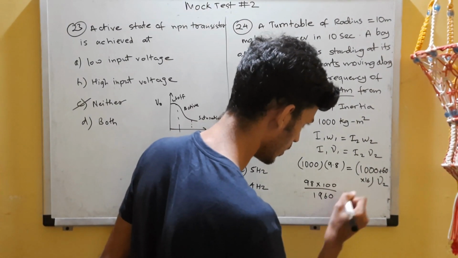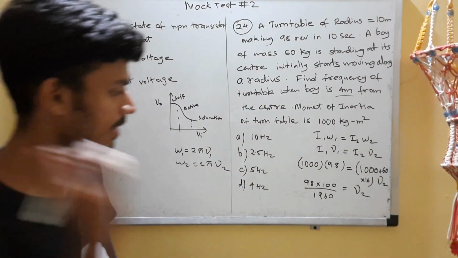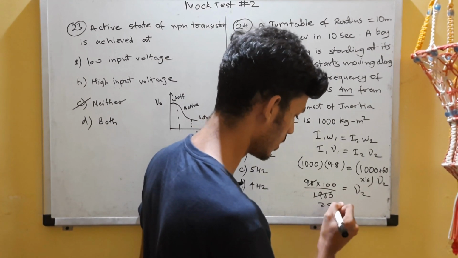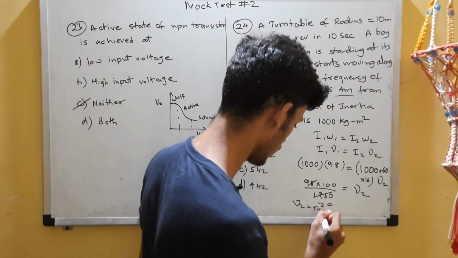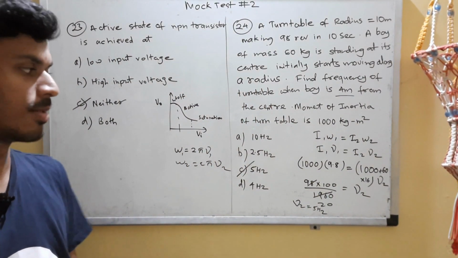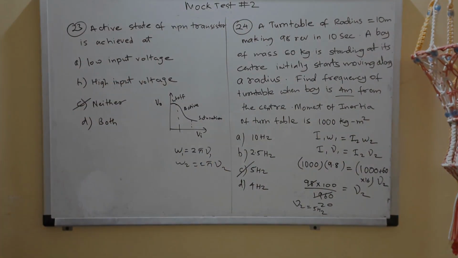Okay, and here we will get nu 2. So 98 2s are 196, or 9.8 2s are 19.6. So this is 20, 25 is 100. So nu 2 is 5 hertz. So 5 hertz is the correct choice over here. Okay, that is simple. Let's move to the next question now.